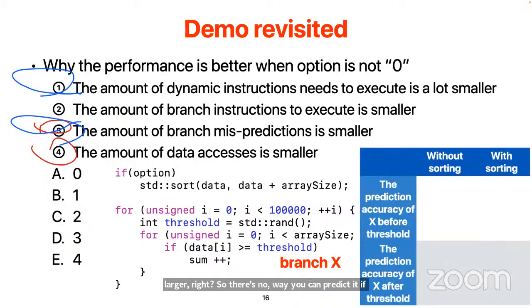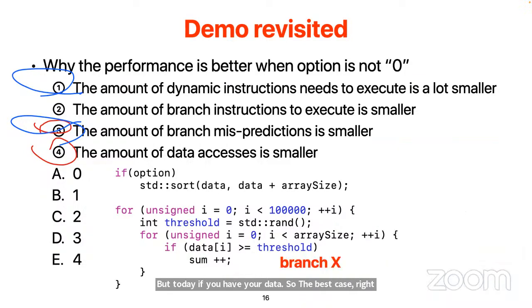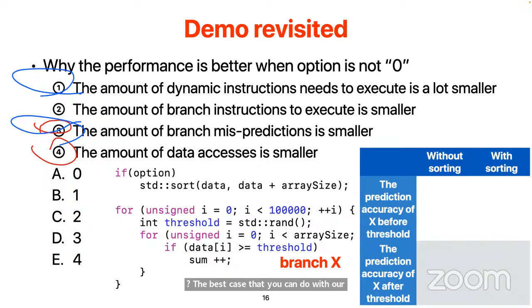The best case that you can do with unsorted data is to statically guess one direction, and half of the chances you are going to get it right. Agree? If we pick a relatively median number as the threshold, that's the best you can reach.